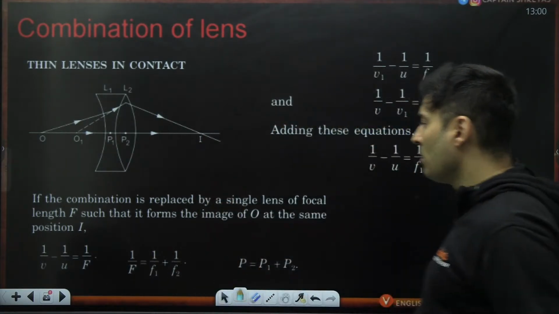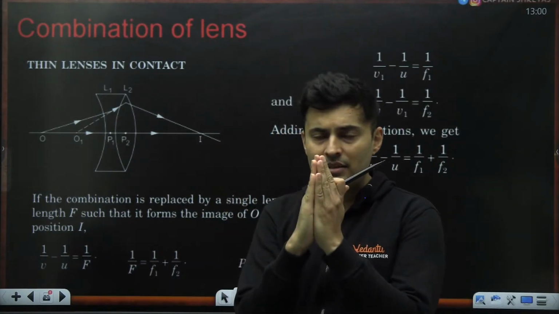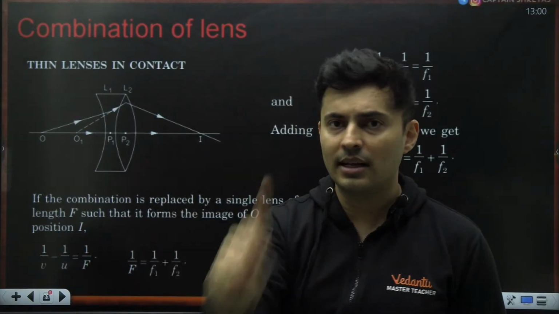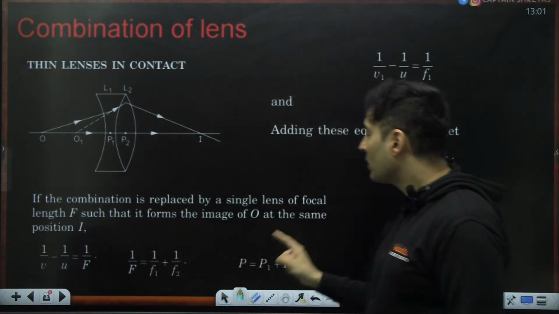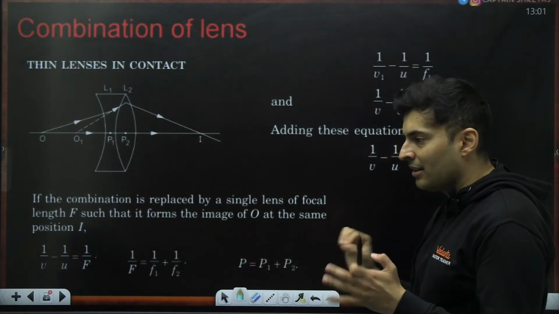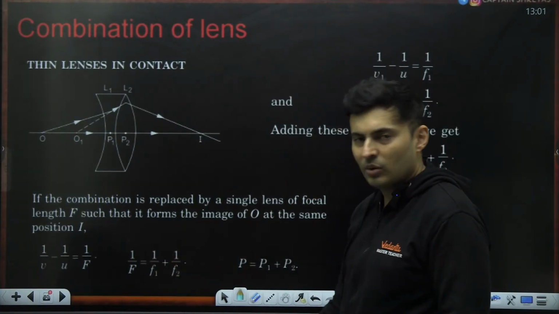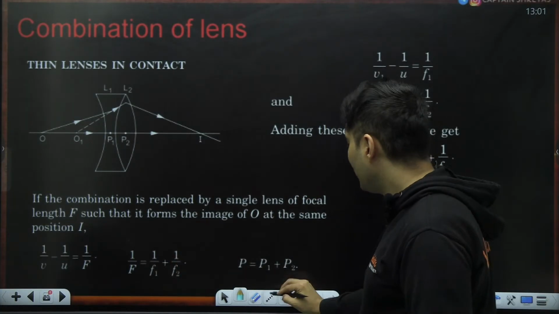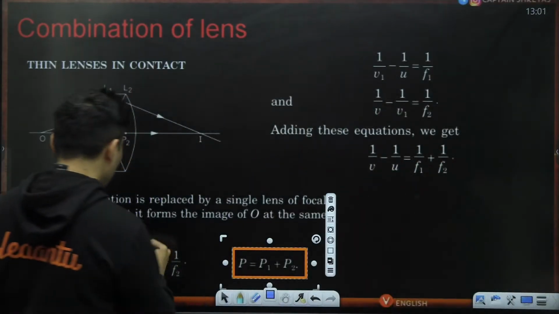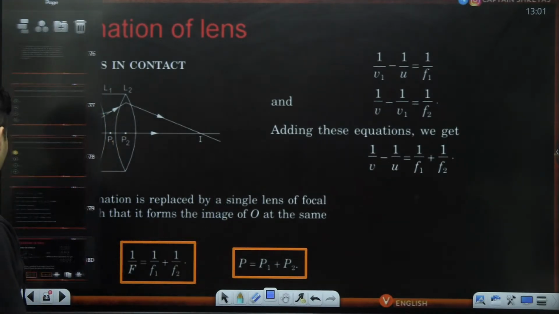So full focus, guys. When you have thin lenses in contact, touching each other, they behave like one single lens given by the effective power P1 plus P2 plus P3. You just add their powers, whereas their focal lengths' reciprocals will add, obviously, because P is 1 by F. So that is the effective focal length or effective power formula. You add the powers or you add the reciprocals. That's what you need to keep in mind.